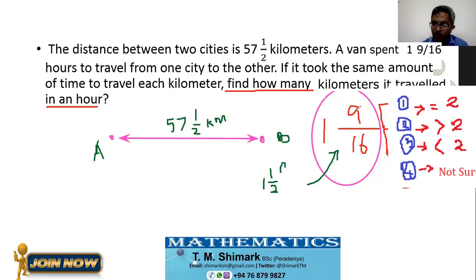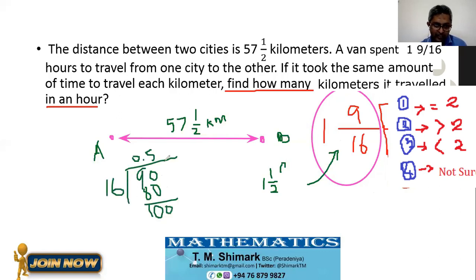Same thing with 9 by 16. It means 9 divided by 16 is going to be less than half, right? So it's also smaller than 2. If you want to divide and check, 9 by 16 is 0.56. That means this answer is 1.56. It's clearly 1.56, less than 2, smaller than 2, right?